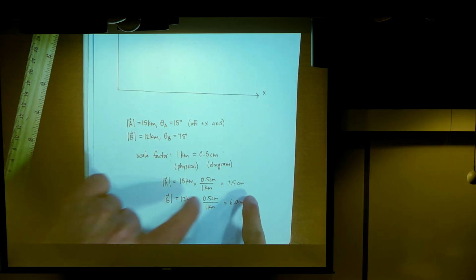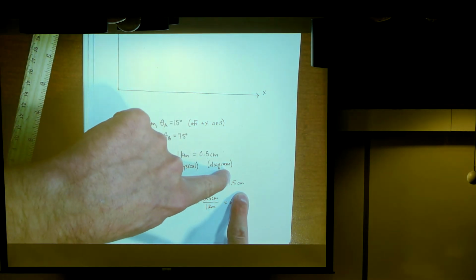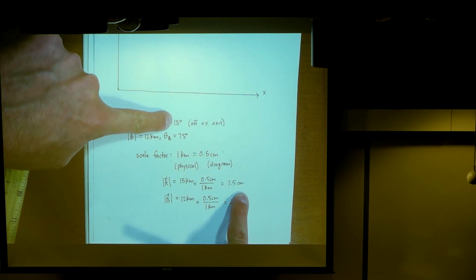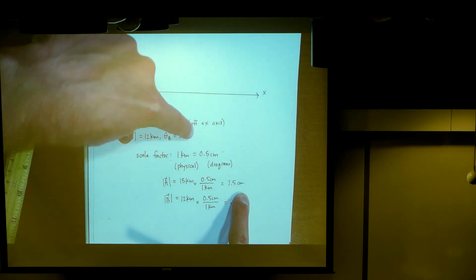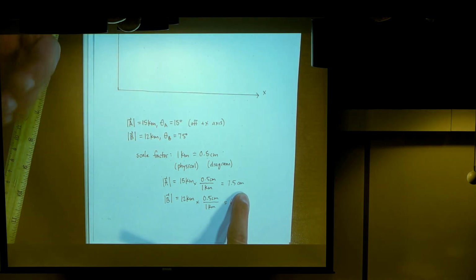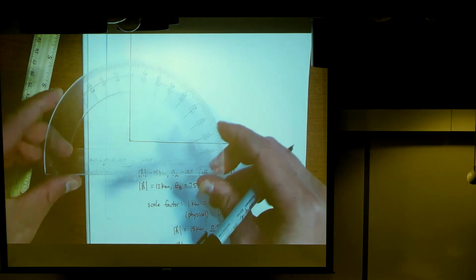All right, so here's what I'm going to do. I'm going to take a vector, I'm going to measure it out to be 7.5 centimeters long, and then I'm going to make sure it's pointing at 15 degrees, and I'll draw a vector A to start. And then I'll draw vector B, and I'll make sure they're connected tip to tail. And then once we've done that, I can draw the resultant. Okay? So let's start by measuring out the angle.